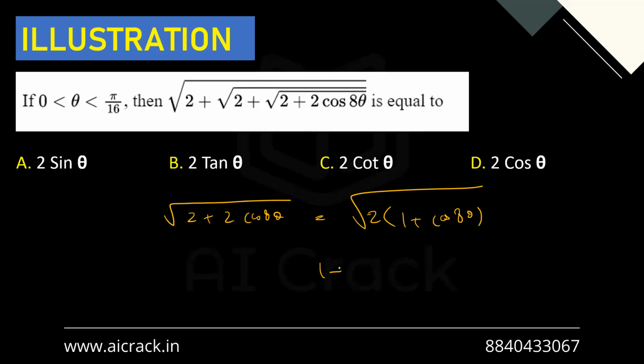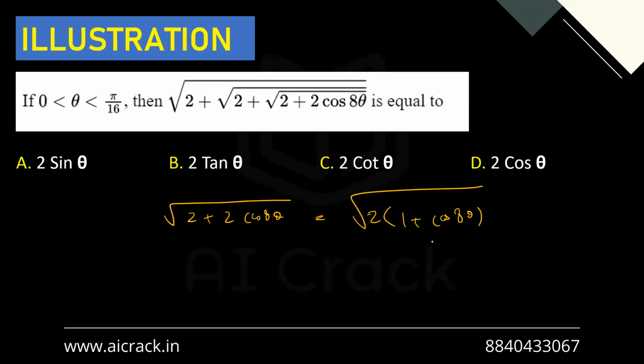Basically, if we have 1 plus cos 2 theta, the first thought that should trigger in your mind is 2 cos square theta. If we have 1 plus cos 4 theta, the first thought that should trigger in your mind is 2 cos square 2 theta, right? Similarly, just make it a thumb rule for yourself.